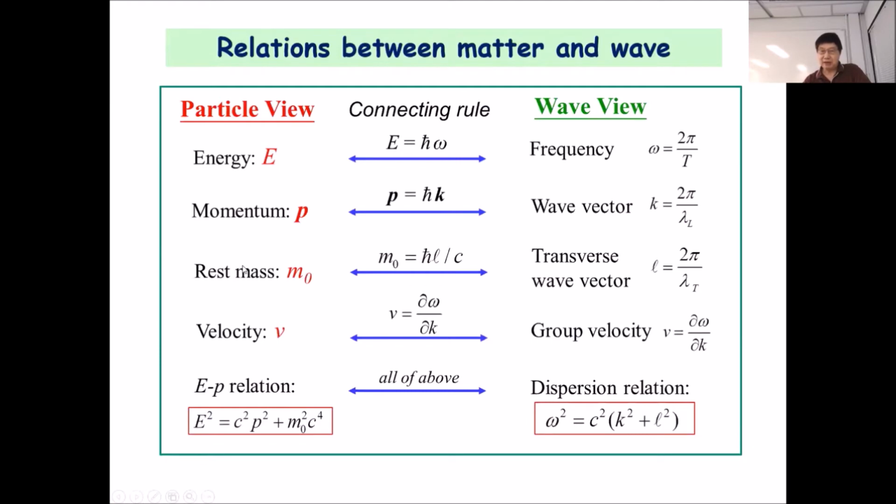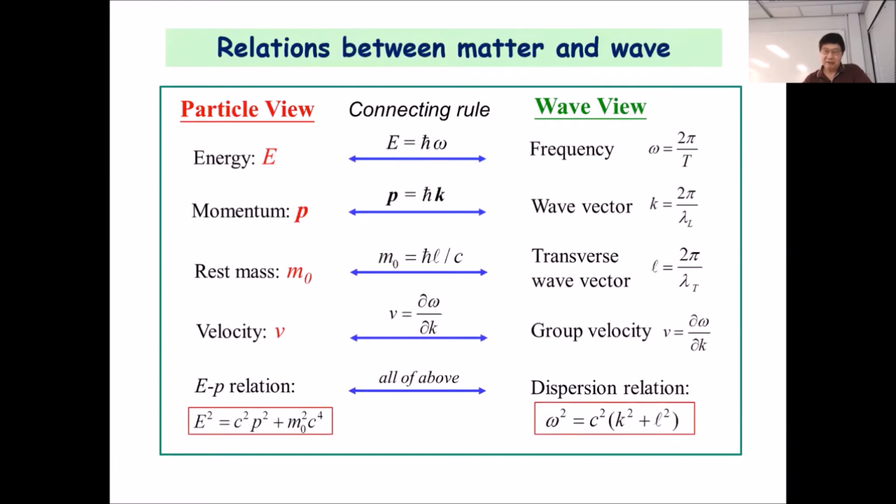The mass of the particle is related to the transverse wave vector of the wave packet. Based on this, and also based on the so-called energy-momentum relation, which is no more than a dispersion relation of this matter wave, it's very easy. So now the world will appear to be very harmonious.